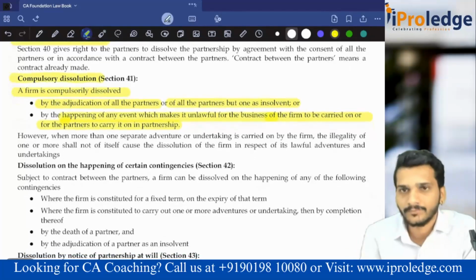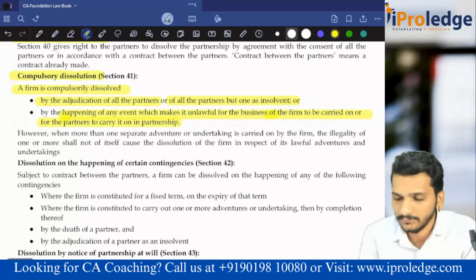So what is the difference between unlawful and illegal? Unlawful and illegal, both are the same.